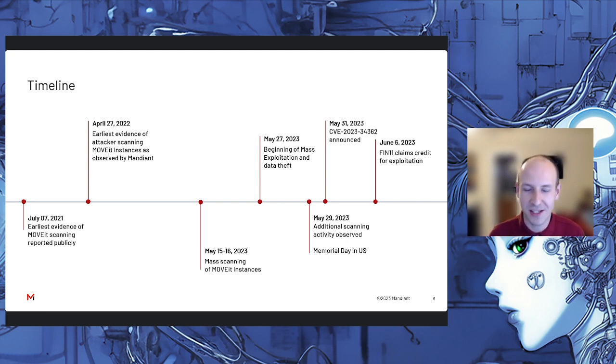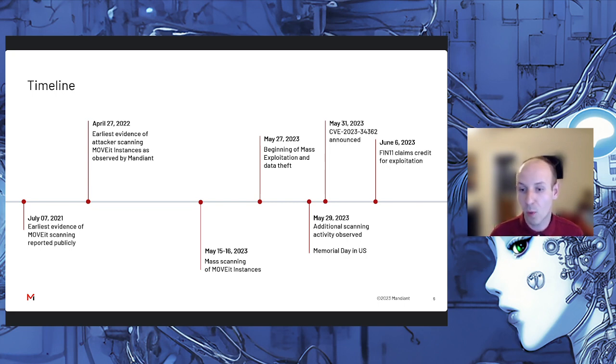Moving a couple more days later, on May 31st, the CVE got finally publicly announced by the vendor, Progress in this instance, announcing that there was a SQL injection vulnerability and that it was under active exploitation. And their recommendation was to take down your MOVEit instances from public access and to perform incident response and investigate what kind of data might have been breached.